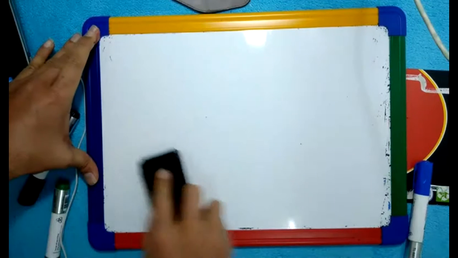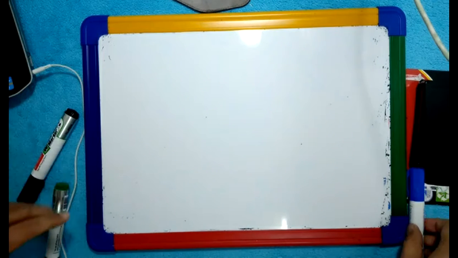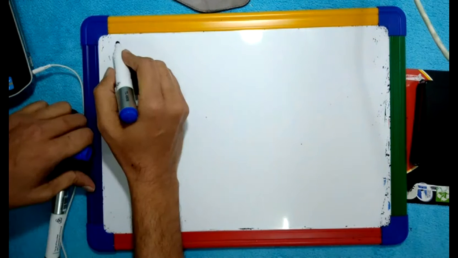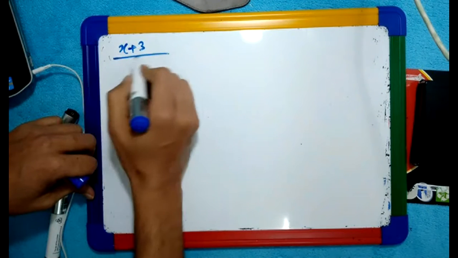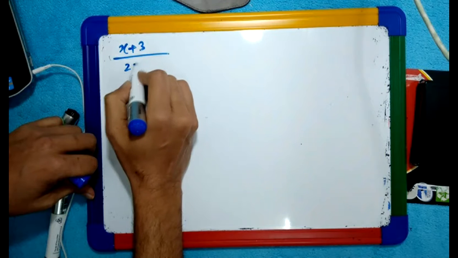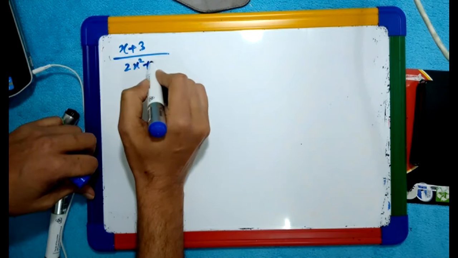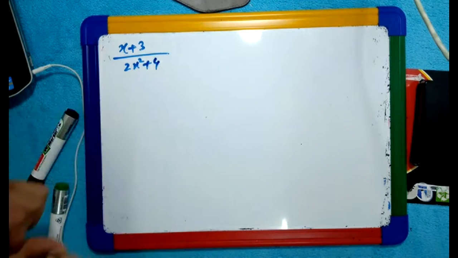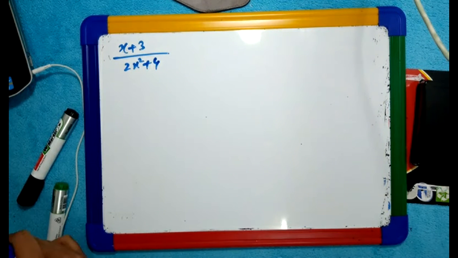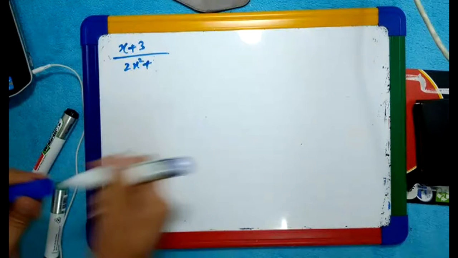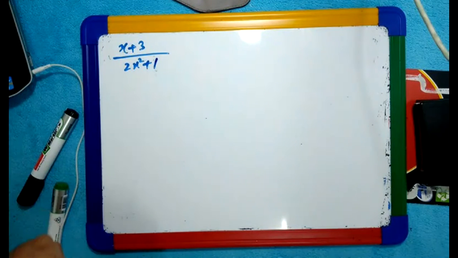One more thing is, suppose the question is like this: x plus 3 over 2x square plus 4. This is a question in which you cannot make factors. Suppose you can't make factors. Now what will you do?